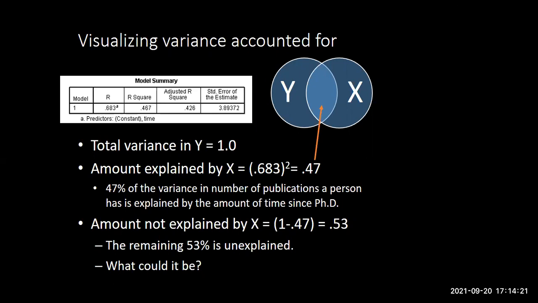So all I'm trying to say here is that if you have a whole thing and you take part of the thing away, the rest of it is still left. So if you've explained this much of it, you haven't explained the rest of it. So that's what this means. What you have not explained is 0.53, if I've explained 0.47.